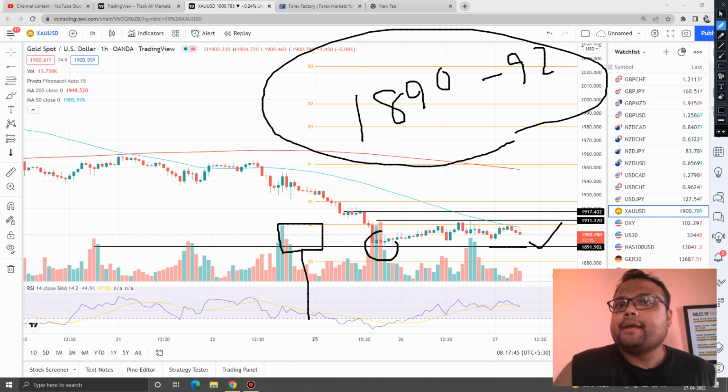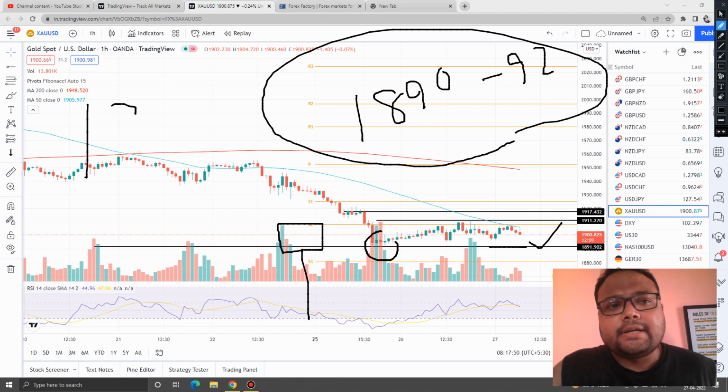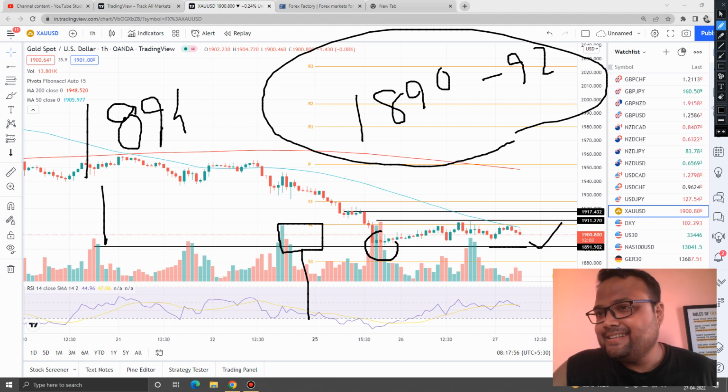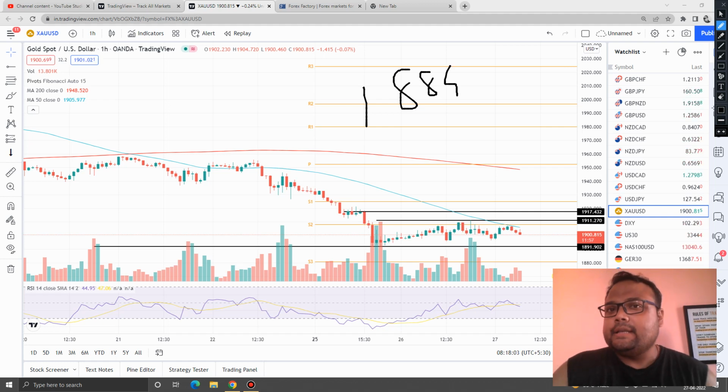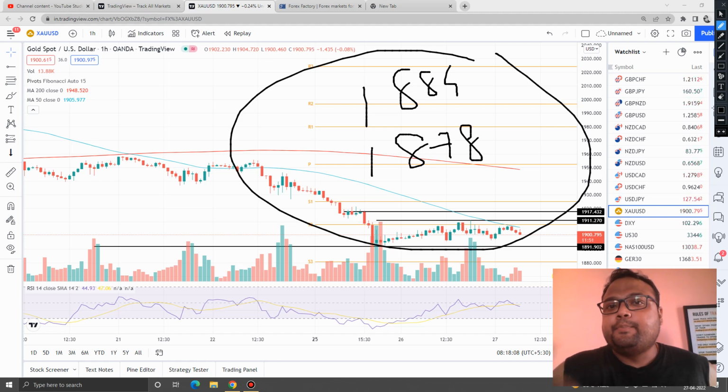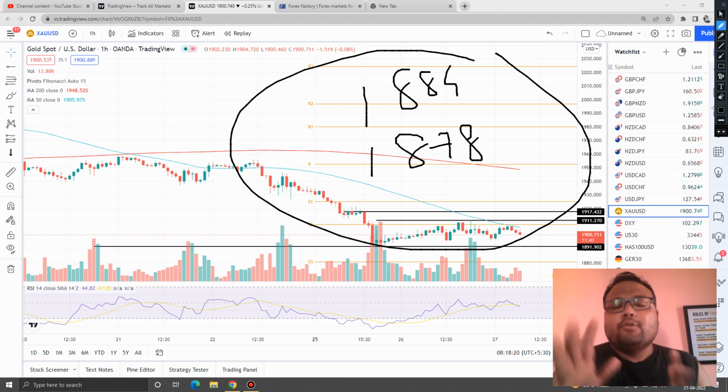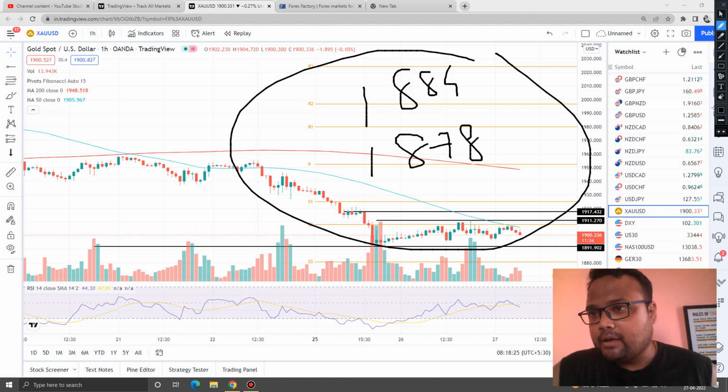And in case the market breaks the support zone, then the next support, as I have already discussed yesterday, will be the 1884 level. Sorry, it's not 1894, it's 1884. The next support for gold will be 1884 and 1878. But keep in mind that both these support levels are not strong enough. Under normal circumstances, if there is no news in the market, they will be able to provide support. But if there is news or volatility in the market, then they won't be able to provide support.